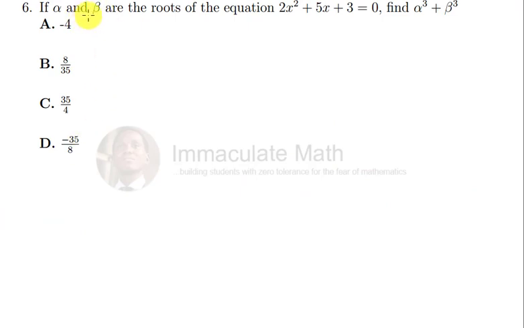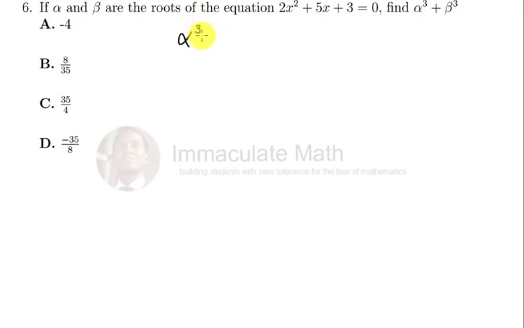In this question, they said if alpha and beta are the roots of the equation 2x squared plus 5x plus 3 equals 0, they asked us to find alpha cube plus beta cube. You must bear it in mind that you must have some identities in your brain.